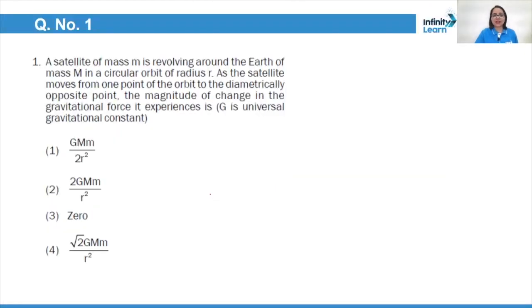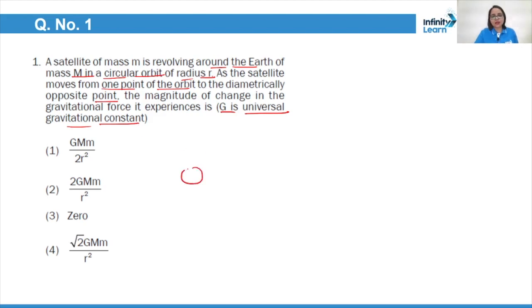Question number 1 is, a satellite of mass m is revolving around the earth of mass capital M in a circular orbit of radius r. As the satellite moves from one point of the orbit to the diametrically opposite point, the magnitude of change in the gravitational force it experiences is, where capital G is universal gravitational constant.